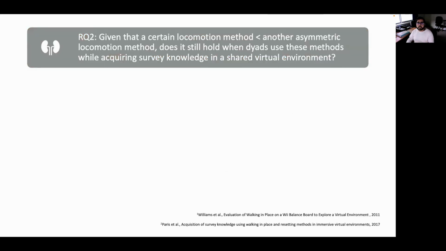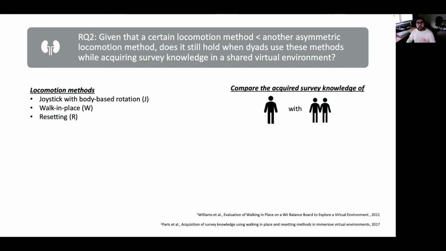The second research question checks if a generalized hierarchy of locomotion method performance exists in the case of individuals. Does it still hold for dyads in terms of acquiring survey knowledge? To answer this question, I will introduce the walk-in-place locomotion method along with the other two locomotion methods that are used in research question 1. And like research question 1, I will compare the effects of these locomotion methods on individuals and dyads in terms of acquired survey knowledge.